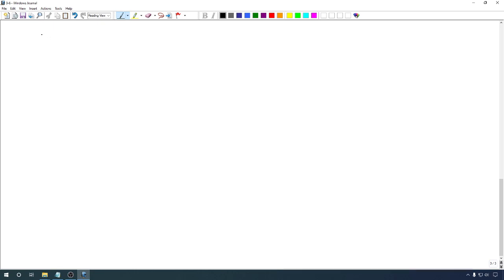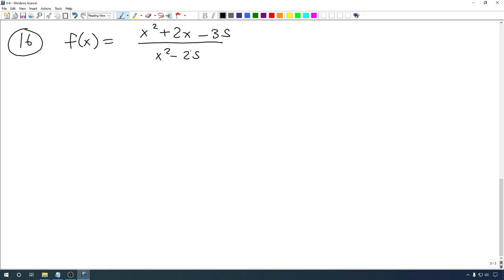Let's use these ideas to find some vertical asymptotes. We'll look at problem 16. Here they give us a function. I actually named it for us this time. The function is x squared plus 2x minus 35 divided by x squared minus 25.